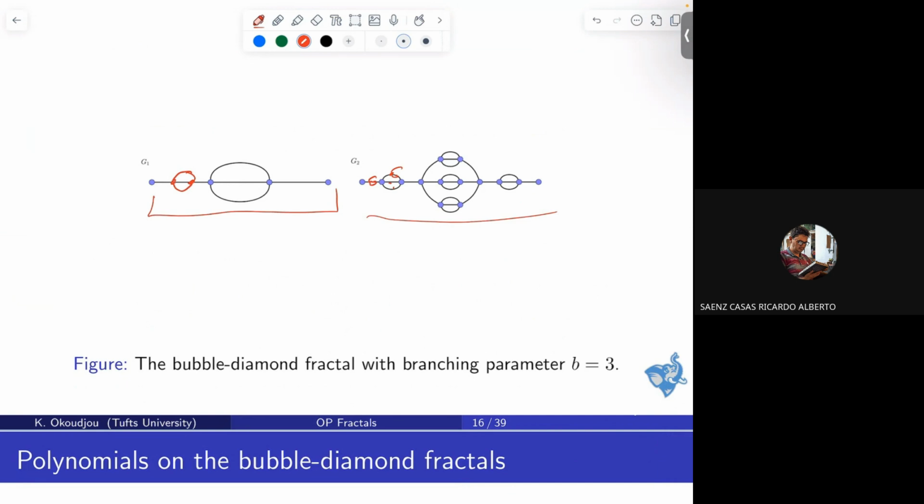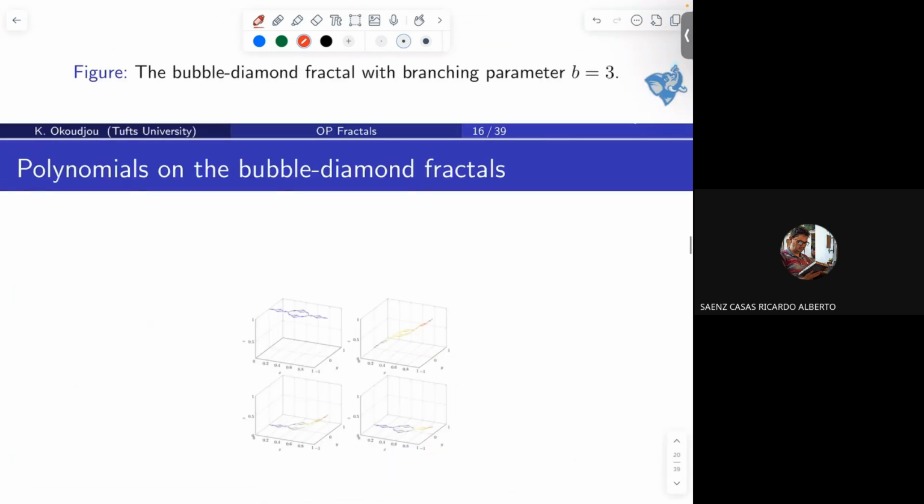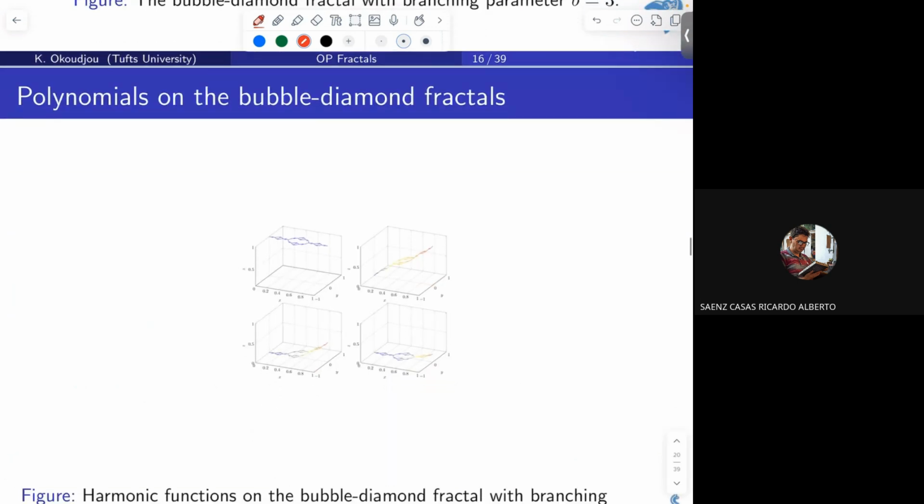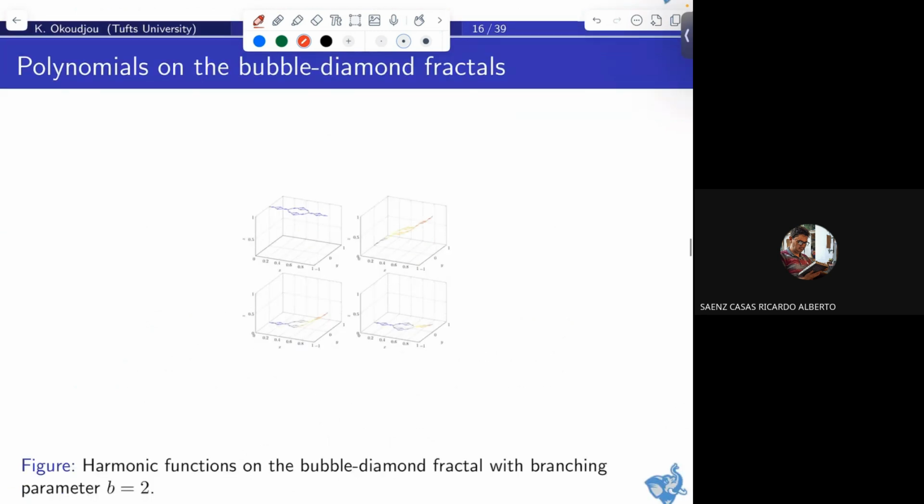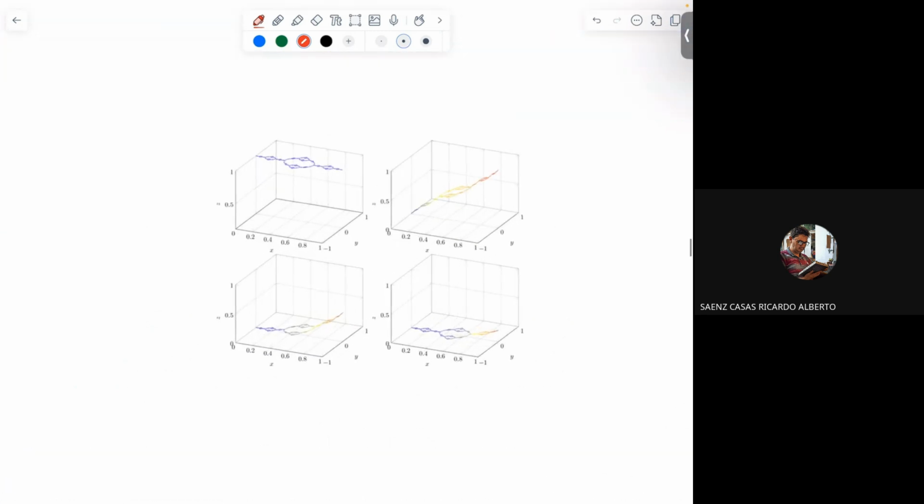It's going to be a compact set. You can define a probability measure on here, and then you can define a Laplacian and look at the property of the Laplacian. When you do that, you get what's called the bubble diamond fractal, and these are polynomial on this set. When b is equal to 1, this is just a unit interval.